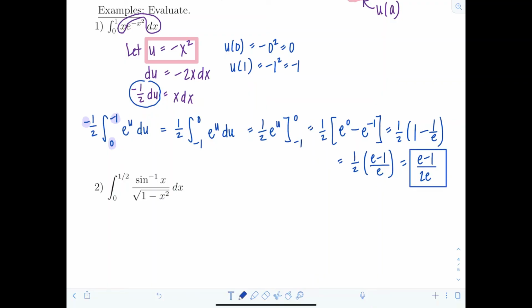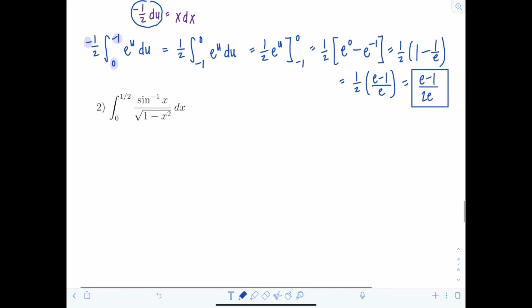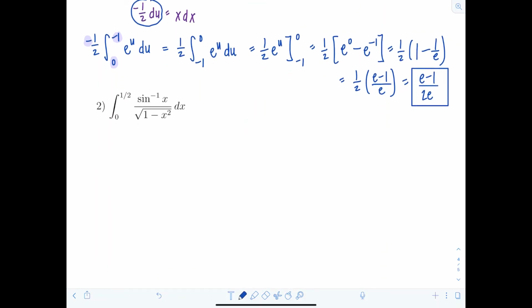All right, looks nice. Let's do another one. So you don't have to worry about back-substituting to the variable because you changed your limits of integration, right? So these are different than the indefinite integrals.